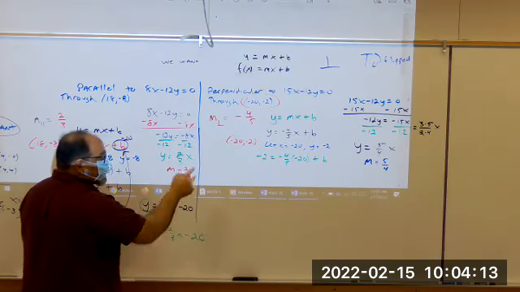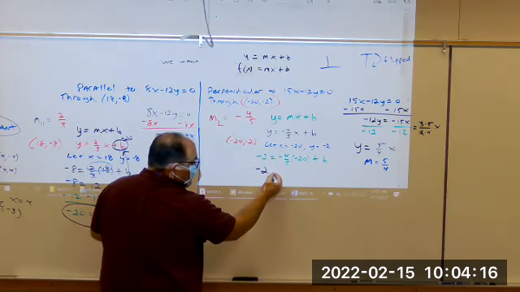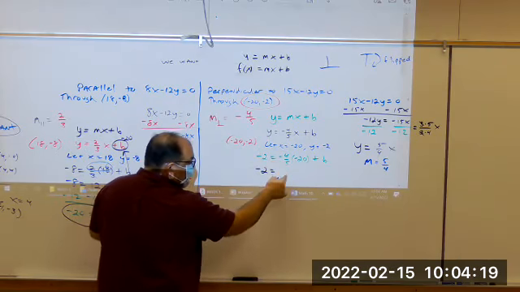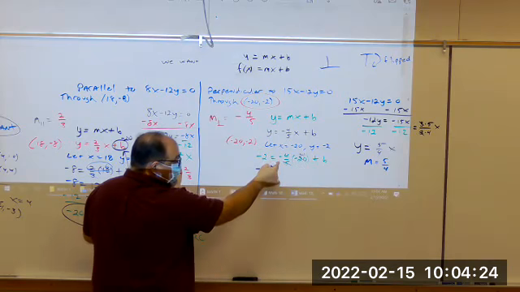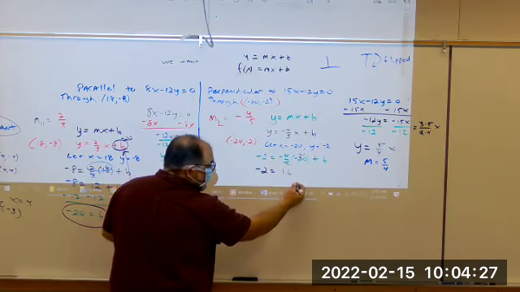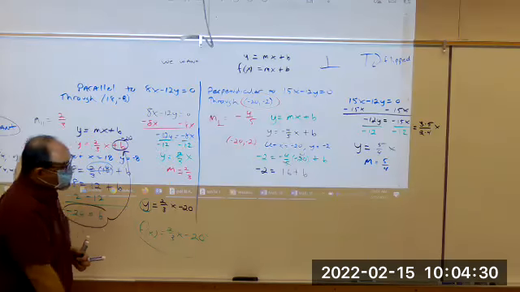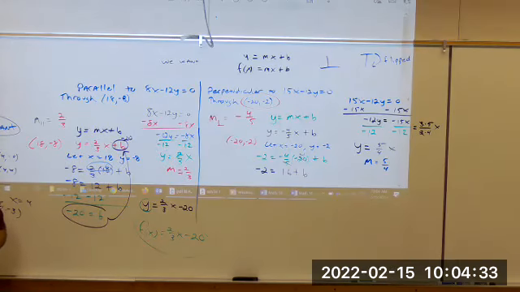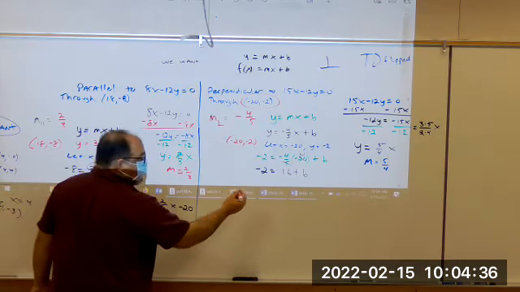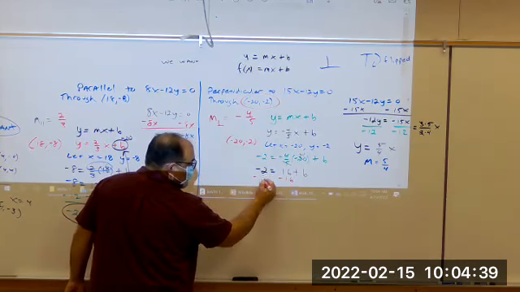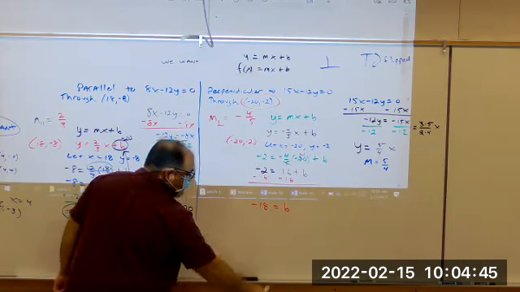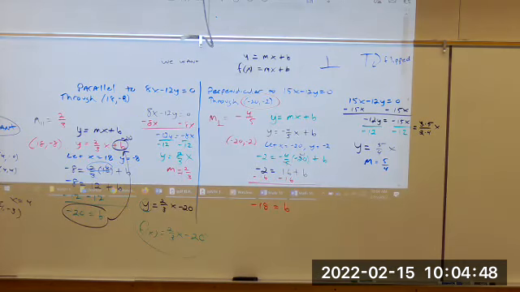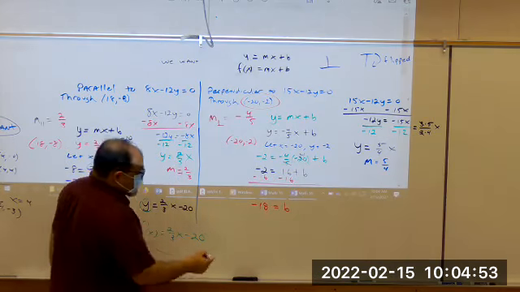Before you start doing anything, simplify the fraction times the number. Negative 2 equals negative times a negative is going to be a positive. 5 goes into 20 4 times. So that's negative 4 times negative 4. I get positive 16 plus b. So to solve for the y-intercept, to solve for b, subtract 16. Negative 2 minus 16 is negative 18. So my perpendicular line has a y-intercept of negative 18. So now we stick it.